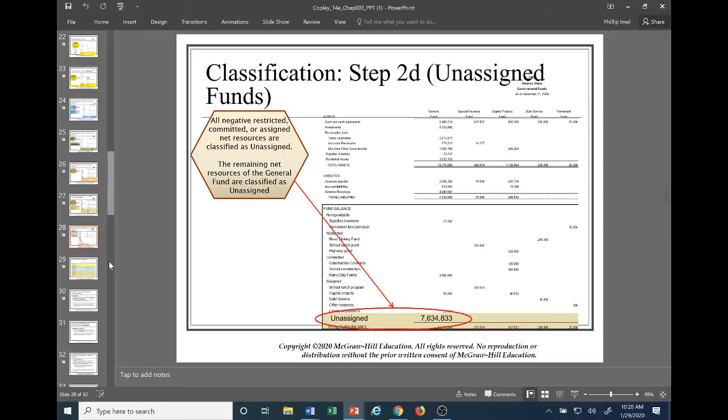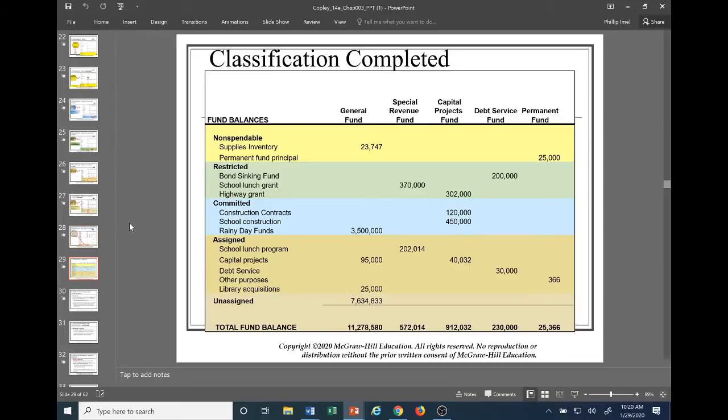Okay, so what have we just done? The classification of the fund balances is now completed. So what we're seeing here is exactly what we just went through step by step, building the fund balance section of the actual statement. If we looked at the full financial statement, remember we'd have our assets, deferred outflows, liabilities, deferred inflows, and then we're going to have our fund balance, right? Well, this is what we would see in that fund balance section.